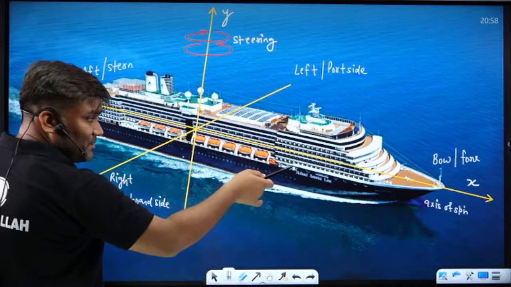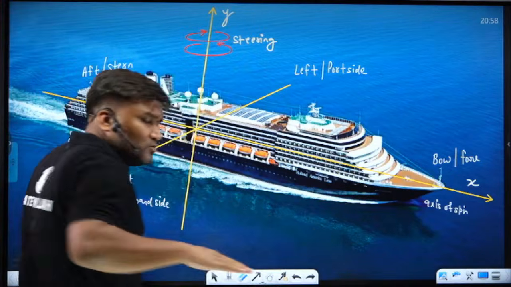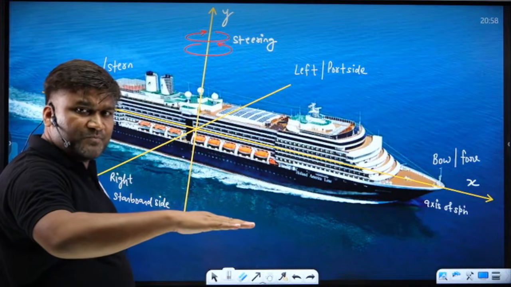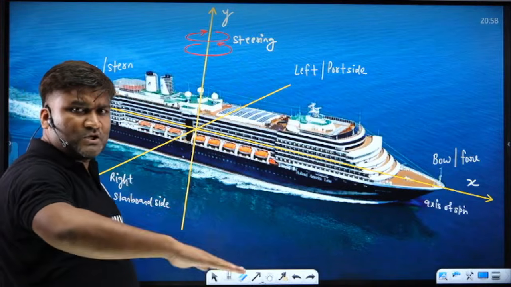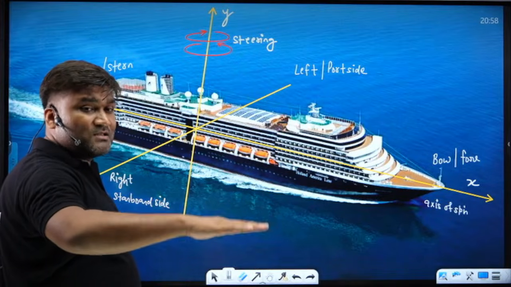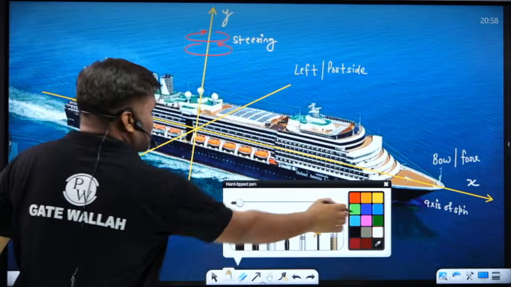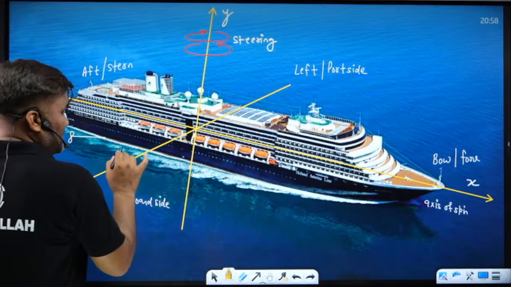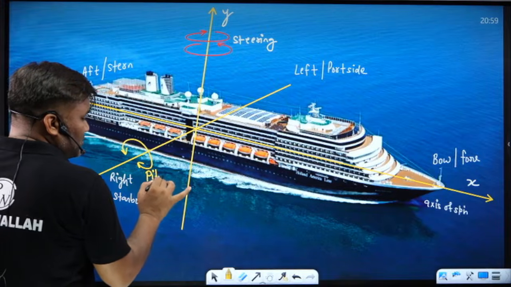Or sometimes in this ship, because of the waves coming from the front, the ship is moving, and because of rough weather conditions, waves have hit this, so my ship can have this motion also. Who is providing this? Sir, I am not providing this. This is because of the rough weather. We call this motion pitching motion. Pitching motion is about this axis.